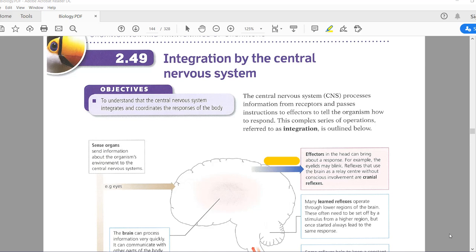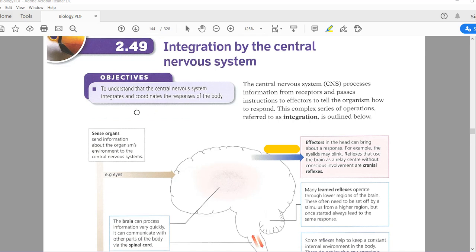Hello everyone. Today our topic is about integration by the central nervous system. The objectives for this lesson are to understand that the central nervous system integrates and coordinates the responses of the body.